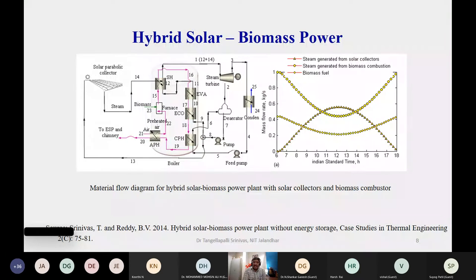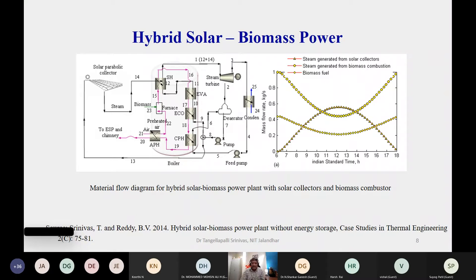Okay, this is one of the options, especially to get flexibility in the power plant. Flexibility means flexibility in the technology, that is, how to select a suitable technology. And also flexibility in the integration, flexibility in the arrangement of the energy source. So here I'm showing the flexibility in the arrangement of the energy source.